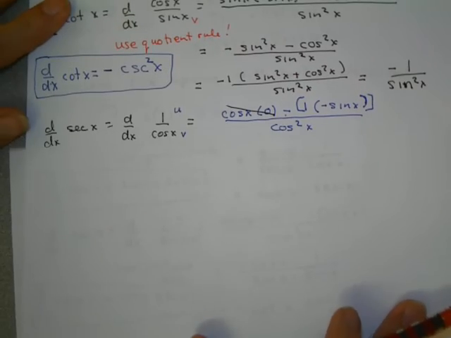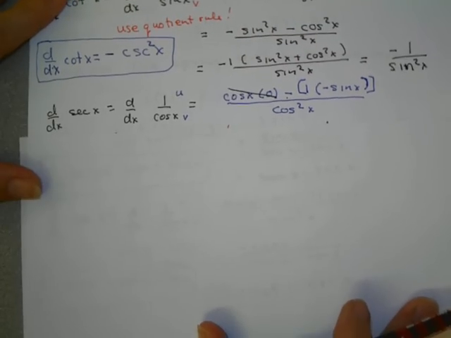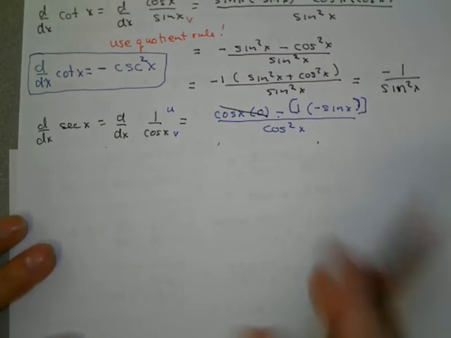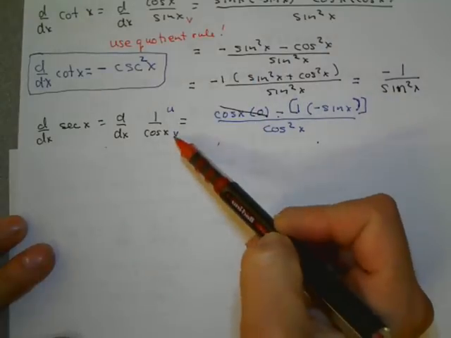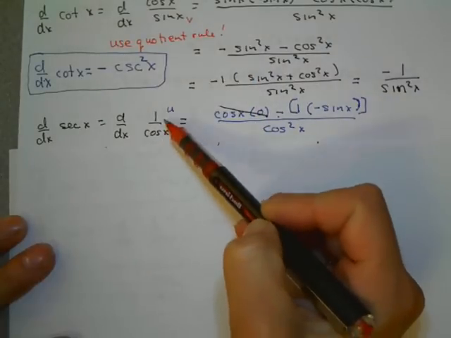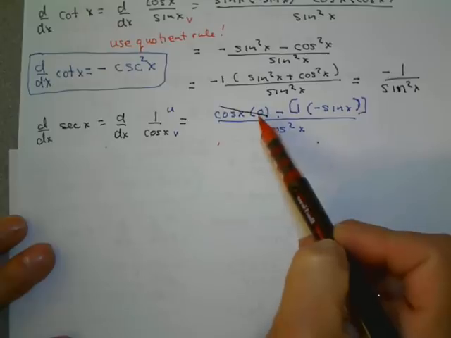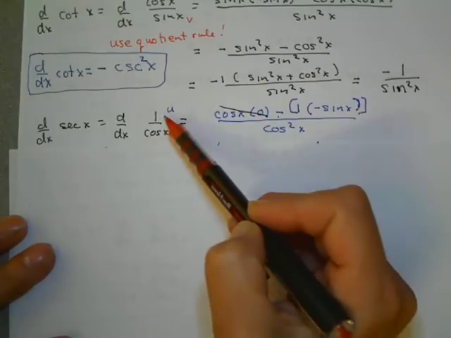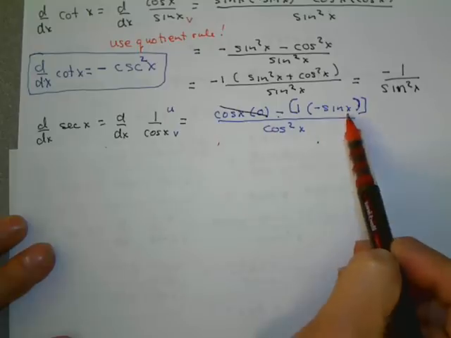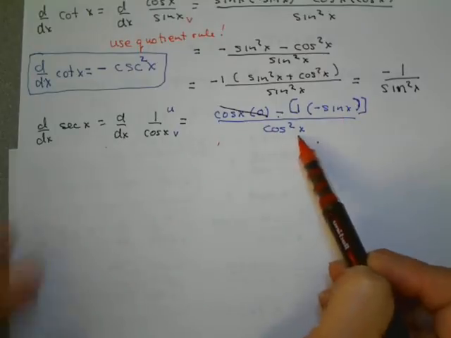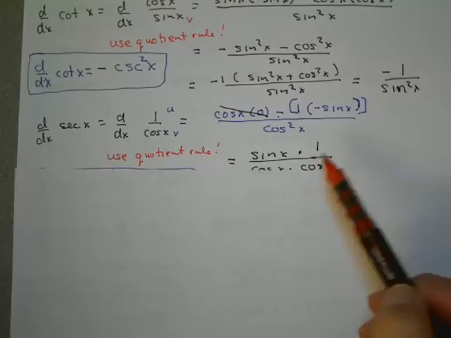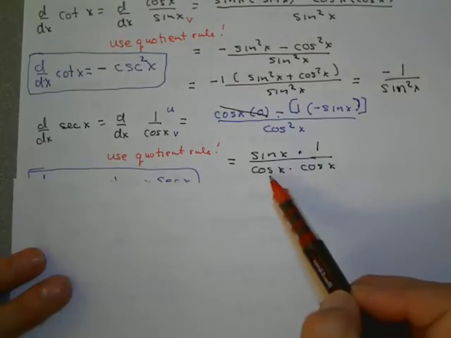Now when we look at the secant, well, that's 1 over the cosine. So u and v. And if we think low d high, well, the derivative of a constant is 0, so that's going to cancel out. Minus high, 1, times d low, negative sine of x, all over the square of what's below. Those two negatives will make a positive, and we have the sine of x over cosine squared of x.